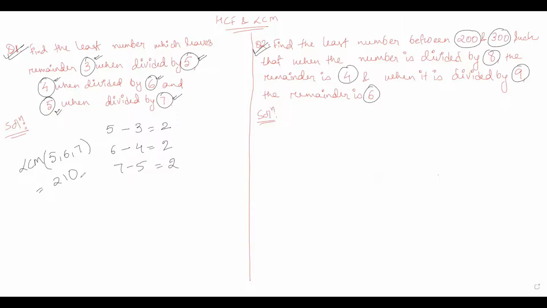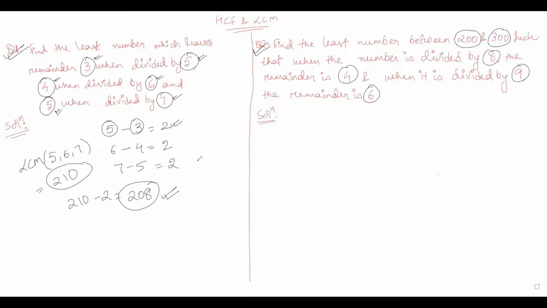So 210 is the LCM of 5, 6, and 7, or in other words, 210 is the least number which is divisible by 5, 6, and 7 completely. But here the difference of the divisor and the remainder is 2. So whatever the LCM you get, simply subtract the difference from the LCM. So 210 minus 2 is 208, and 208 is the final answer.